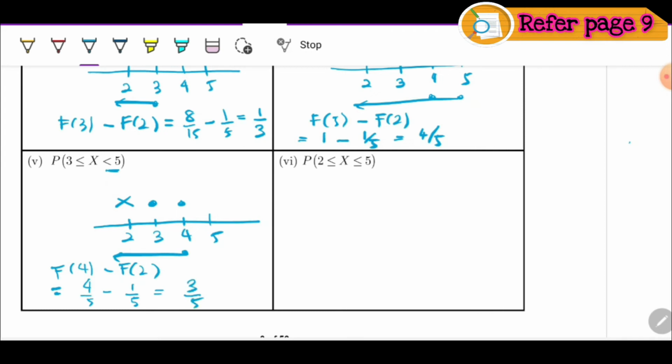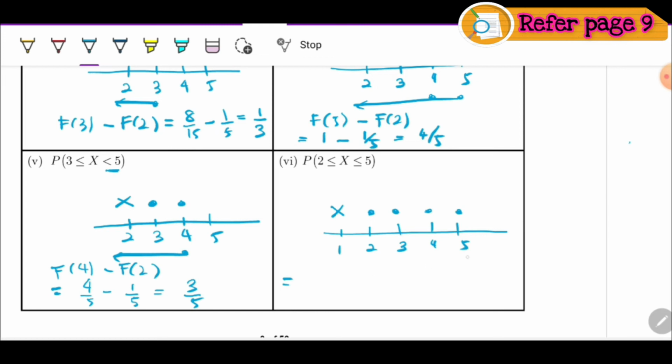Question number 6. Find the probability between 2 and 5, both included. So draw a number line: 2, 3, 4, 5. We can put 1 here. What we want is 2, 3 until 5. So we don't want x less than or equal to 1 here.